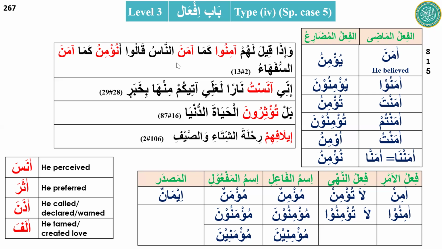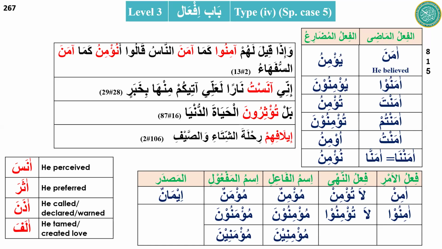Abdullah Shuaib. Assalamu alaikum. Wa alaikum assalam. Can you please take the first ayah? First read it. A'udhu billahi minash shaitanir rajeem. Wa idha qila lahum aminu kama amana an-nasu qalu anu'minu kama amana as-sufaha. So this is the first step. We have to recite Quran in a beautiful way, as Abdullah Shuaib did it. We have to take care of pronunciation in each and everything. The purpose of this ayah, if you look at the red highlighted words: aminu, amana, nu'minu, amana.